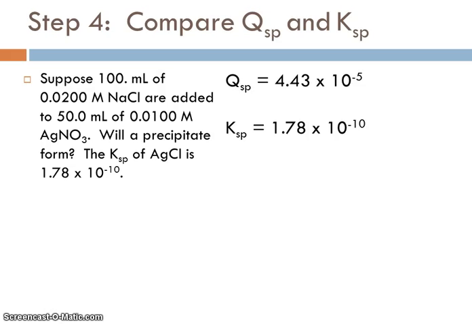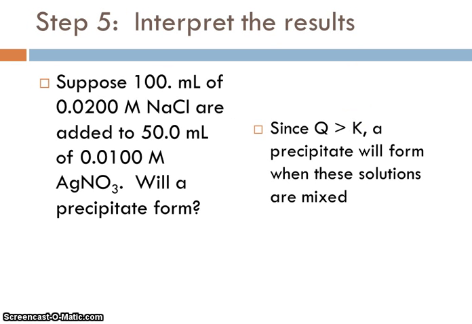We're given K, we were just finding Q, and it should be obvious to you, just looking at the exponents, that Q is much larger than K. All right, so it's the times 10 to the whatever that really makes the difference here. Q is much larger than K, and therefore we can conclude that a precipitate will form when these solutions are mixed. Wonderful. It's always good to be able to do these very important problems.